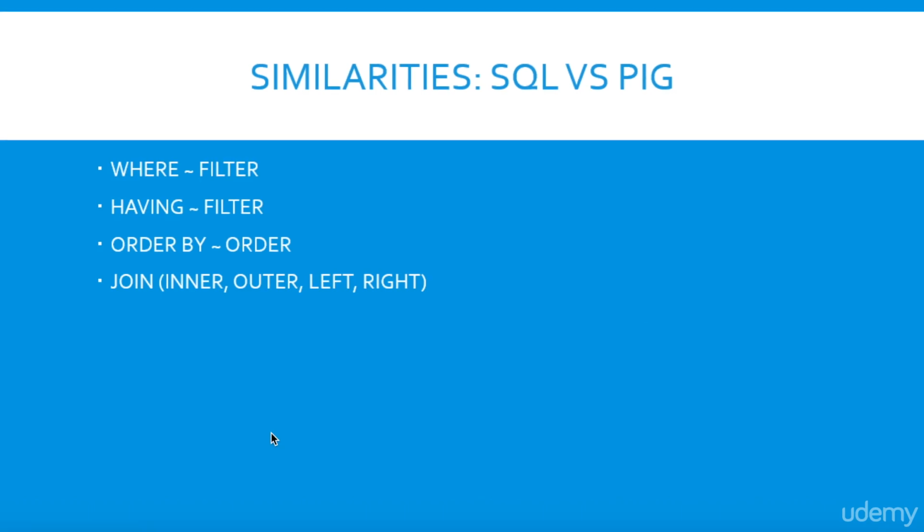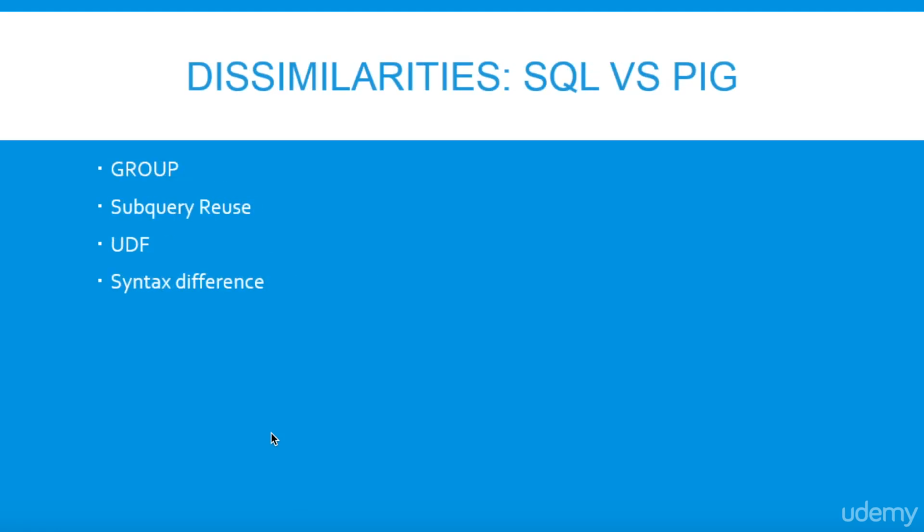The order keyword behaves pretty much the same in Pig as in SQL. In Pig, joins can have their execution specified and they look a little different. But in essence, these are the same joins you know from SQL, and you can think about them in the same way. All joins are supported by Pig. Dissimilarities.